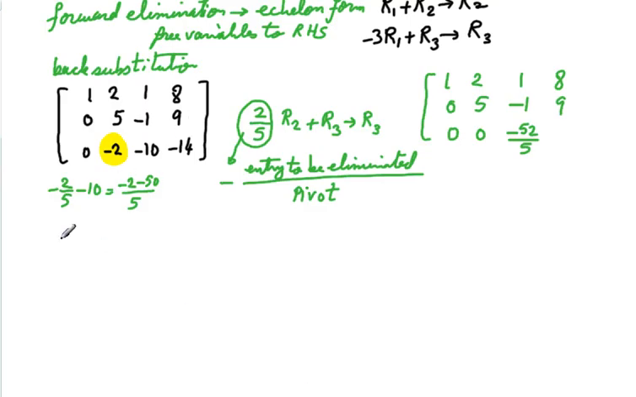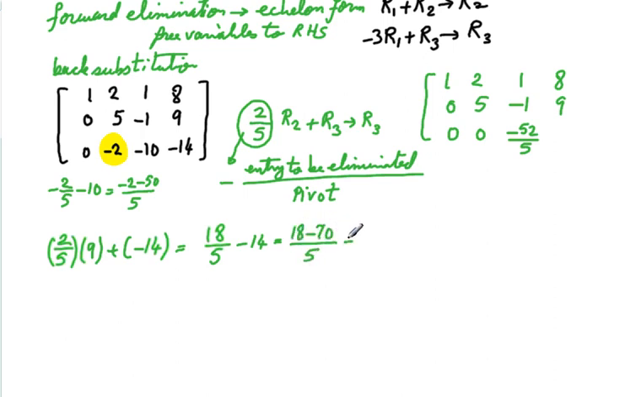Do the same thing with 9. So I have to take 2/5 of 9 and add to it the -14 that I have. So that is 18/5 minus 14. Again, take a common denominator. And that one, luckily, looks like I have -52/5 again. Is that right?